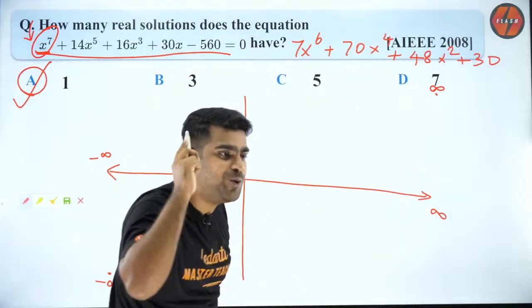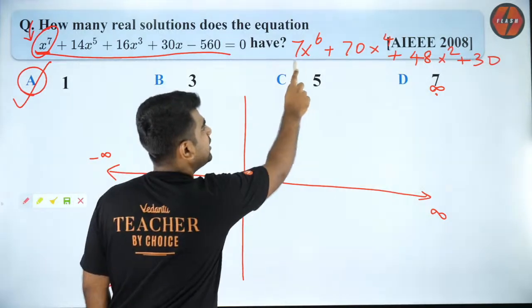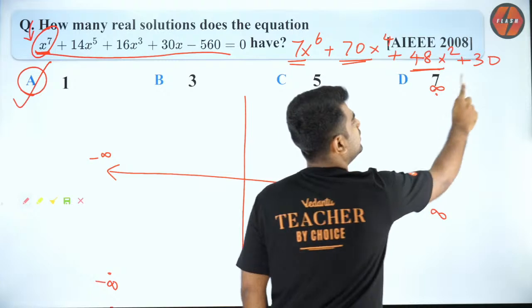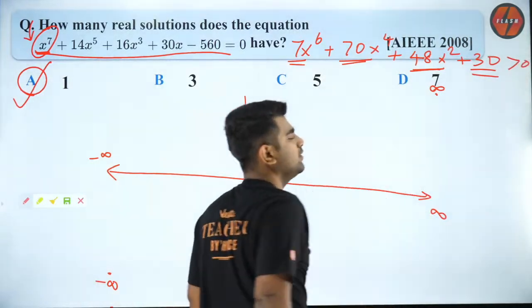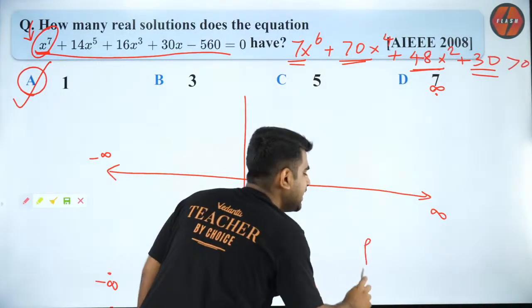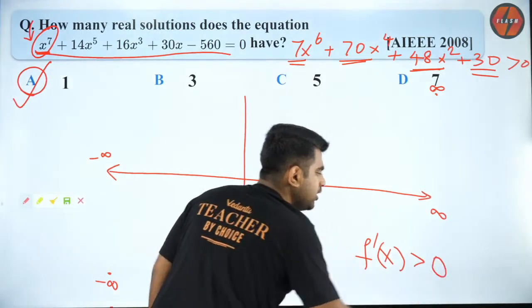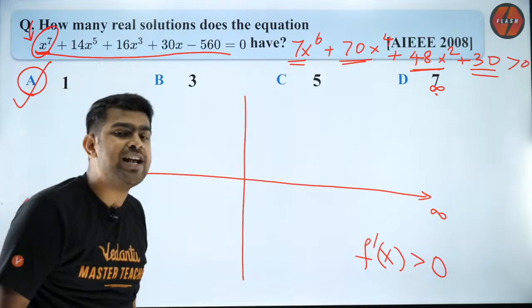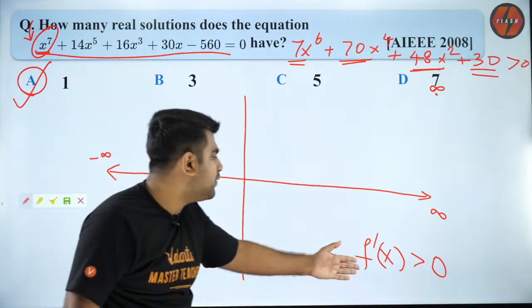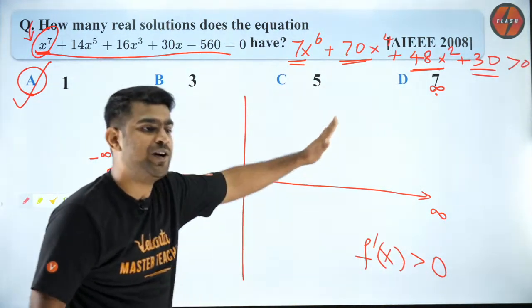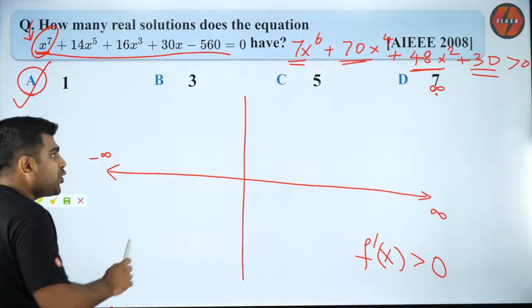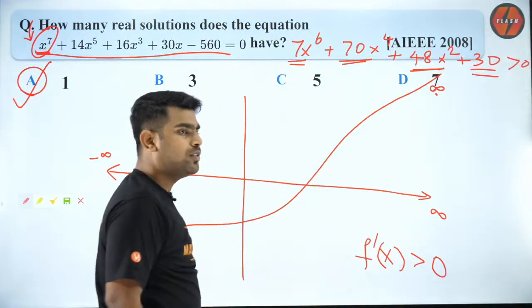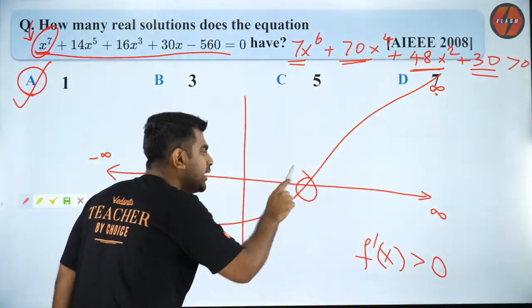Now guys, watch, listen. This is positive, this is positive, this is positive, this is positive. So can I say it's always positive? What did I get? f'(x) is positive. What does f'(x) positive mean? f'(x) positive means it's an increasing function. So from minus infinity to plus infinity, it is going to be increasing always. That means it will cut only at one point.